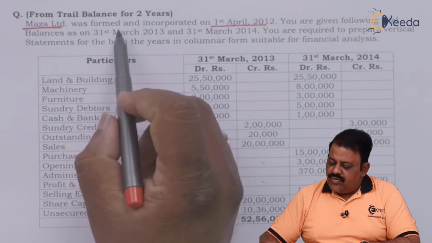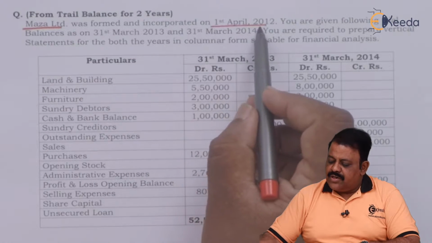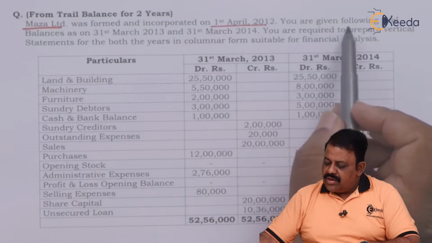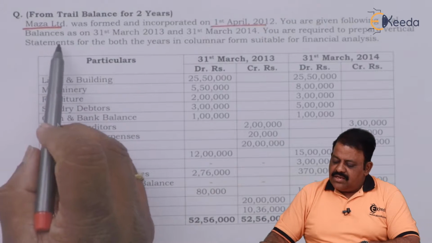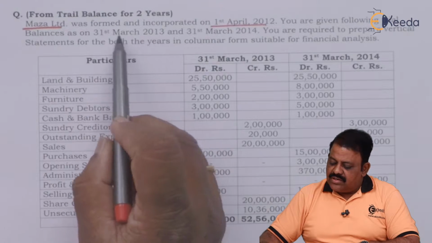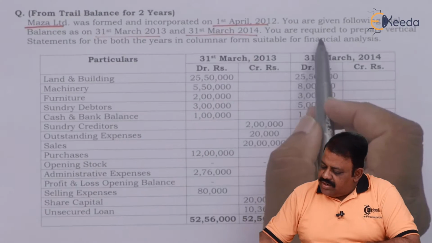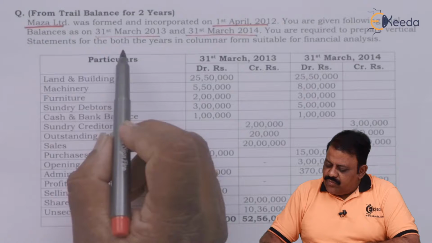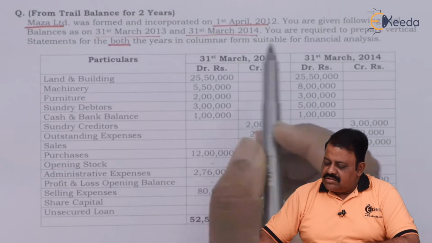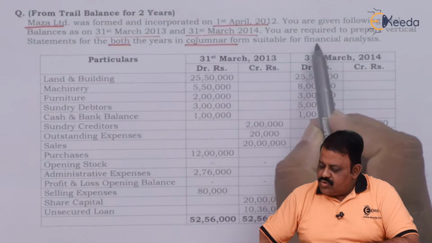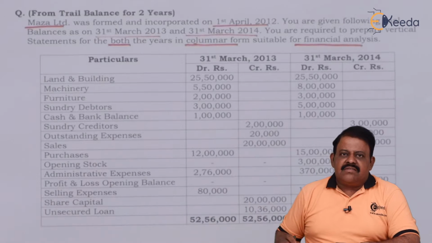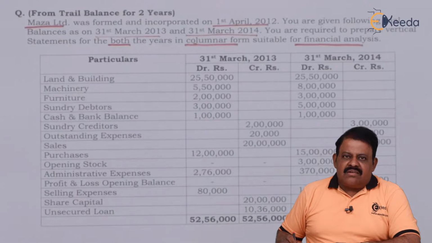Masa Limited was formed and incorporated on 1st April 2012. You are given the following trial balances on 31st March 2013 and 31st March 2014. You are required to prepare a vertical statement for both the years in columnar form suitable for financial analysis. Let us mark the trial balance.